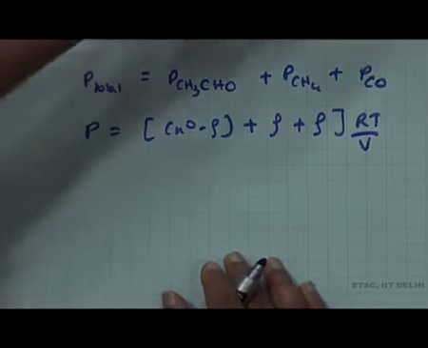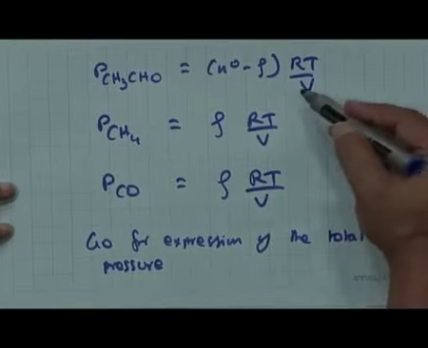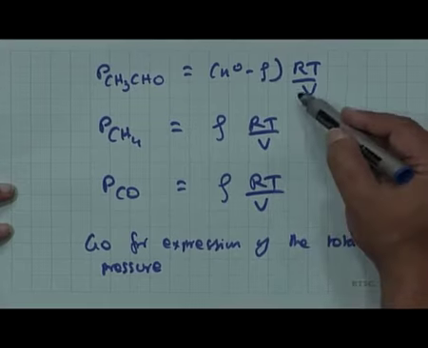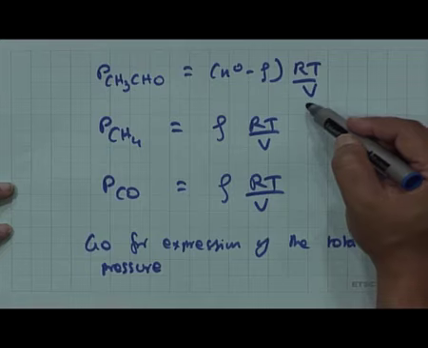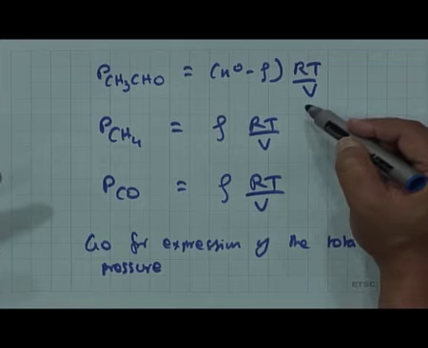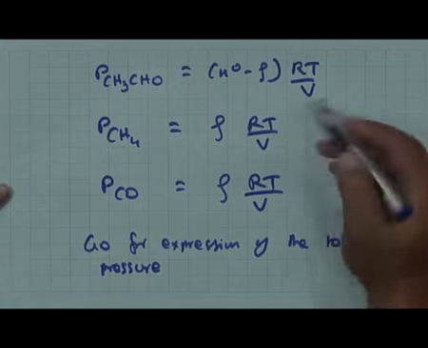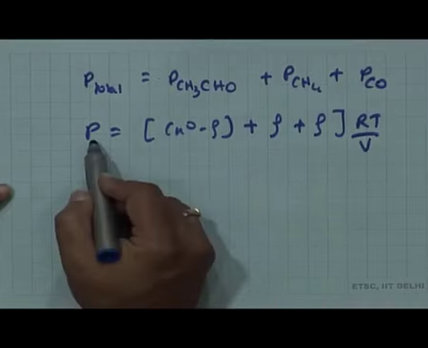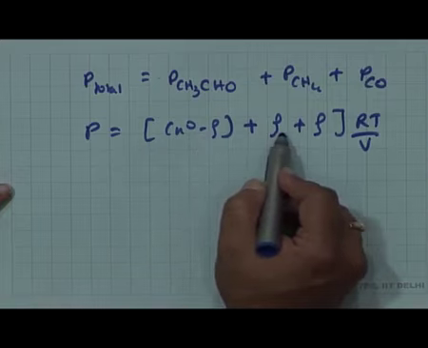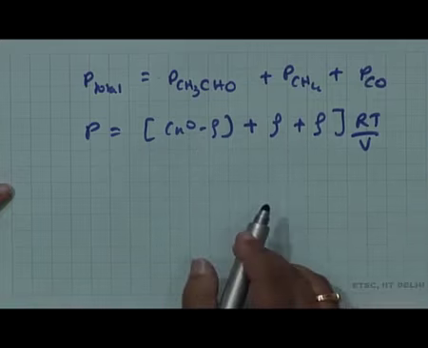So what did we do here? We essentially just added all these up, P CH3CHO plus P CH4 plus P CO. RT by V is a constant, because temperature is a constant and volume is a constant, and hence I can take RT by V out as a common factor. That is what I have done. Then P is equal to N0 minus xi plus xi times RT over V.